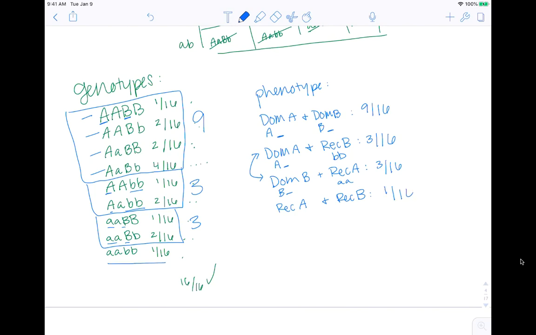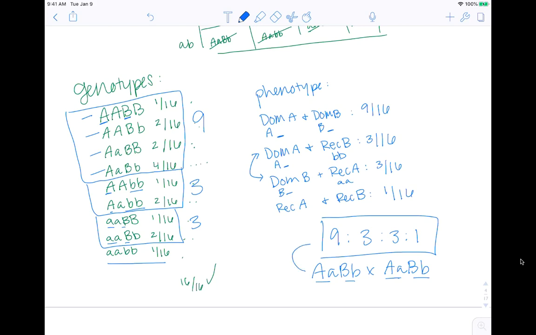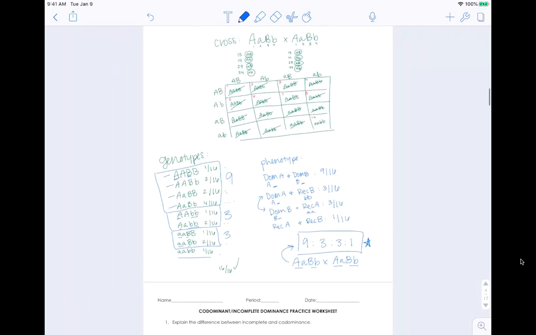So if you look at this ratio, it's called a 9-3-3-1, and it's special for when you have a double heterozygous cross like this. It's a double heterozygous cross. Everything is heterozygous. This is always going to be the phenotypic ratio for these kinds of crosses. And if you can just memorize this, it will save you a lot of doing all of this. Okay, so that's a little bit about our dihybrid crosses.